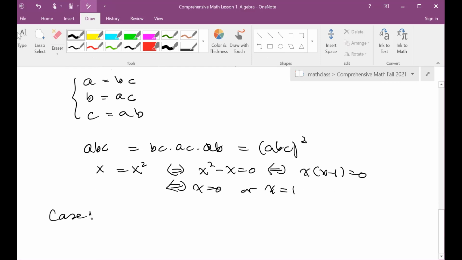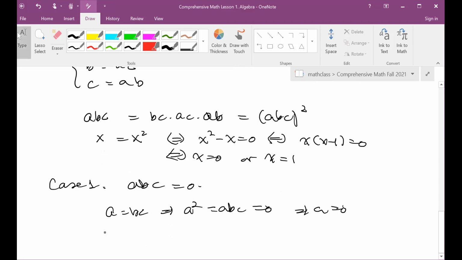So case 1, ABC equals 0. I think if ABC is 0, then A, B, and C each must be 0. You know why? By the first equation, A equals BC implies A squared equals ABC, which is 0. So that means A is 0. Similarly, B equals 0, C equals 0. So that's only one solution.